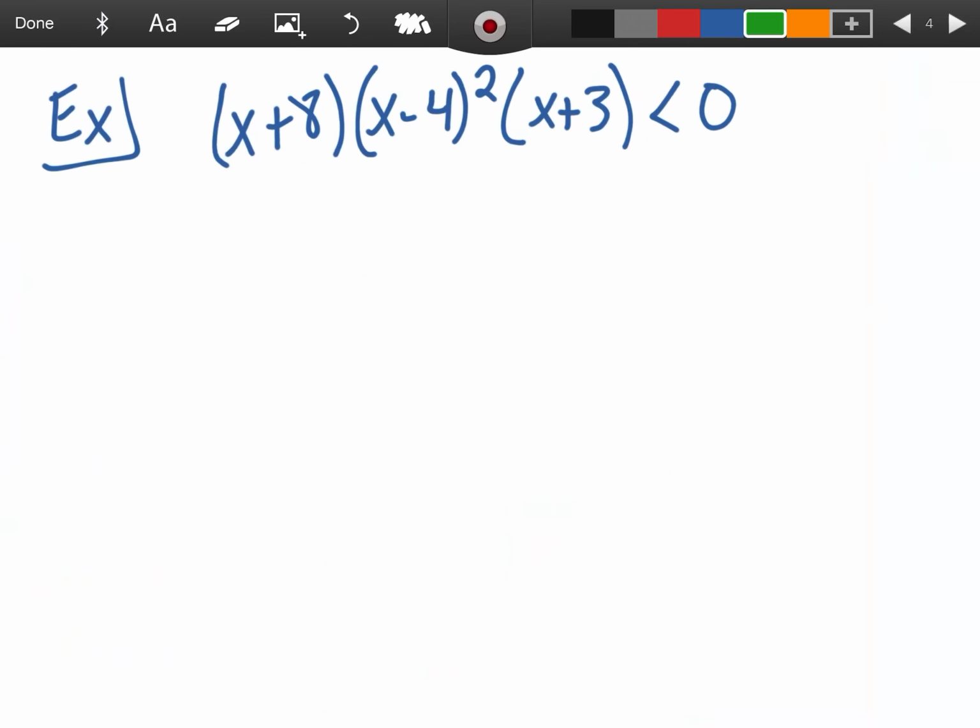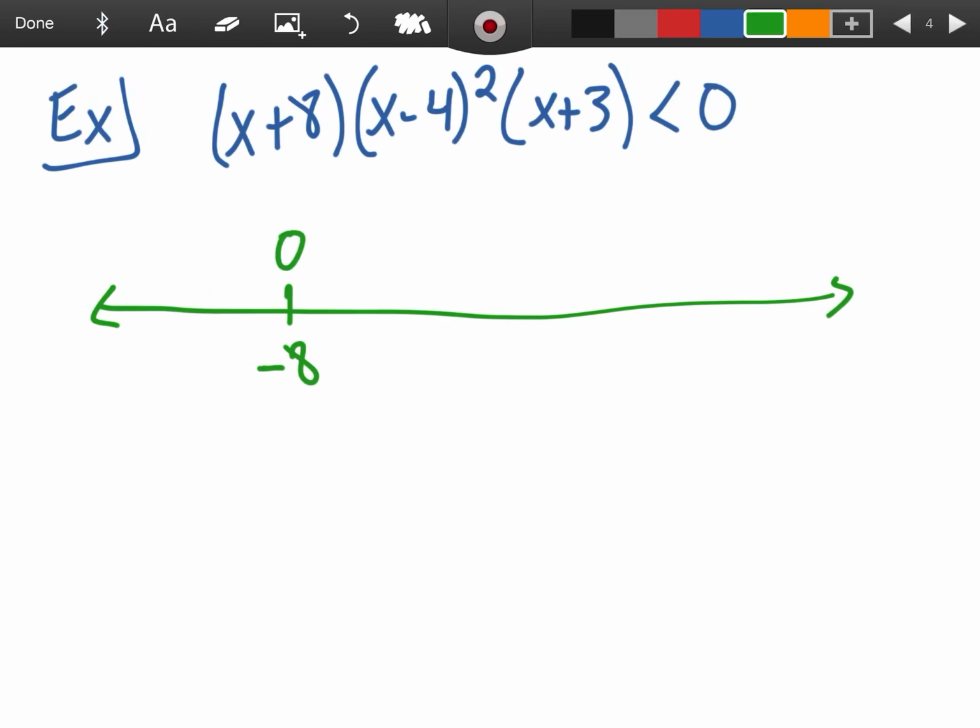So let's take a look at this first example. We can clearly see we have a polynomial and it's factored out for us, which is beautiful. We don't even have to worry about factoring. We want to know when this is less than 0. To start, let's throw everything on a number line. I'm putting all of my zeros on the number line, and at -8 it's equal to 0. I like to identify my zeros so I don't get confused between what's a zero and what's a number I'm plugging in between each interval. So I put a 0 up there. Then -3 is also a 0, and 4 is a 0.